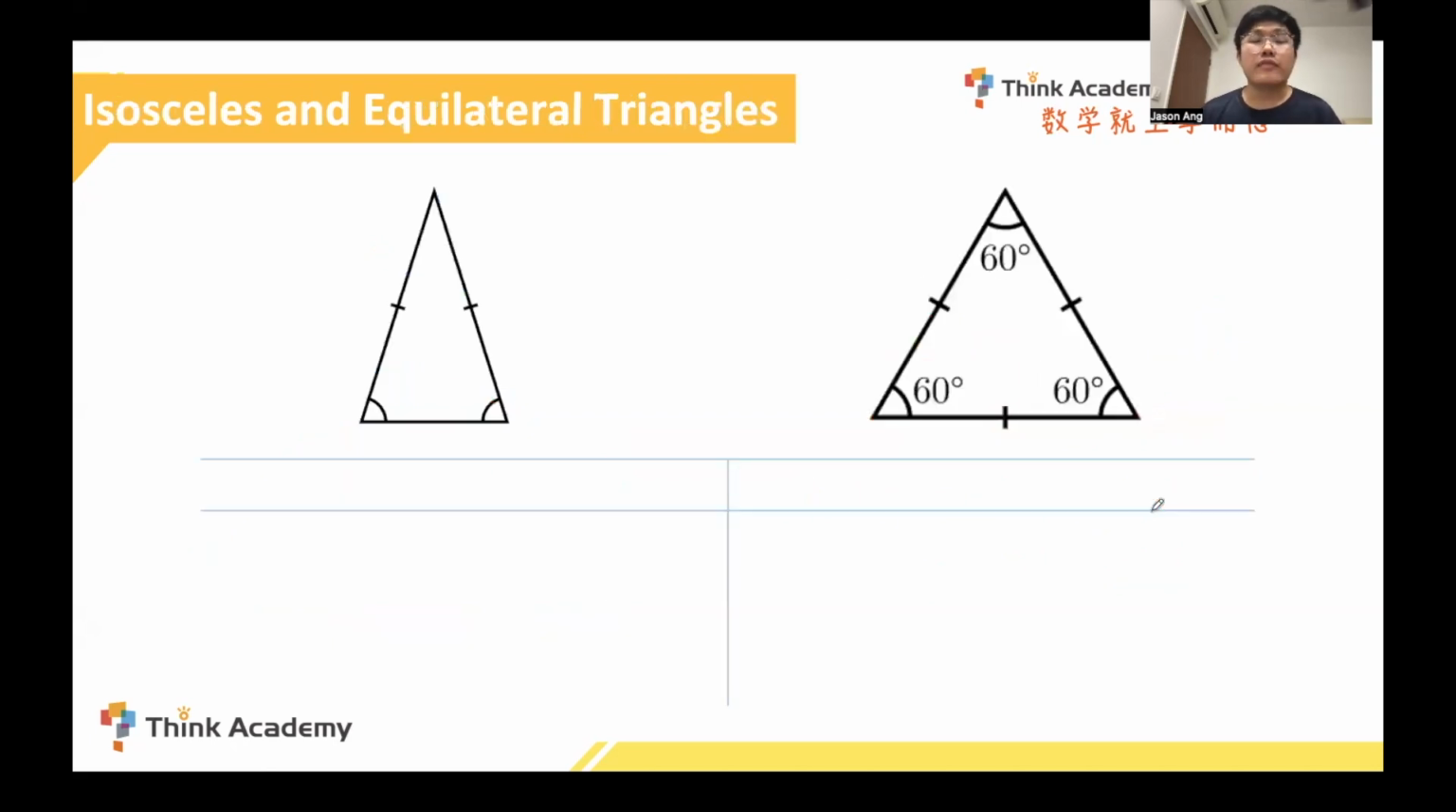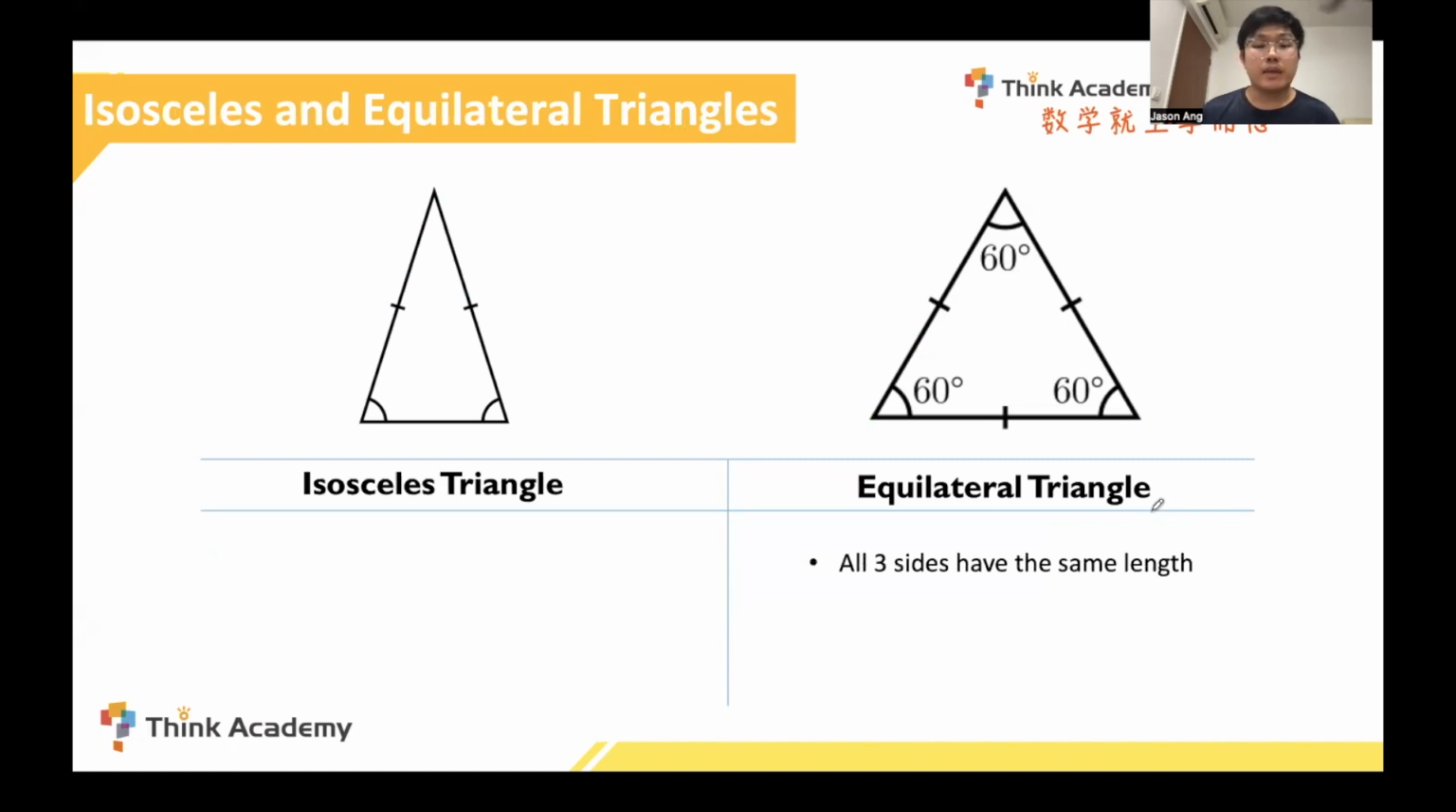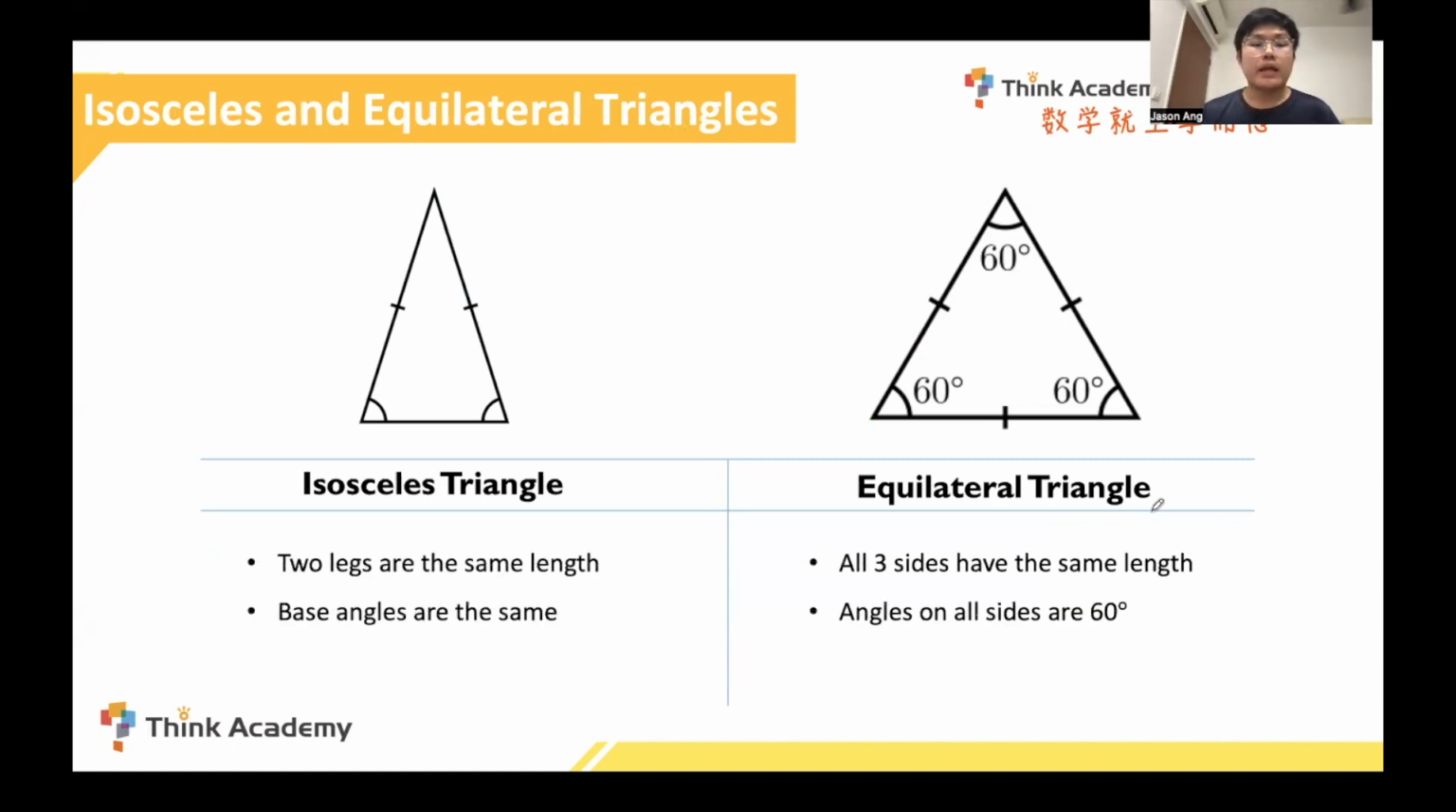Now, the next part, we have our special triangles, our isosceles and equilateral triangles. The left side is the isosceles, the right side is the equilateral triangle. The main thing to focus on for your angles calculation is that for isosceles triangles, the two legs are of the same length, and for the equilateral triangle, all three sides have the same length. Furthermore, for the isosceles triangle, the base angles are identical, while for the equilateral triangle, all three angles are the same. The equilateral triangle is very easy to determine: all three angles are 60 degrees.